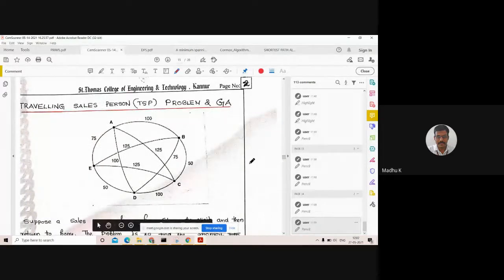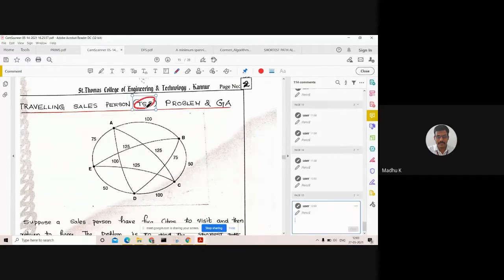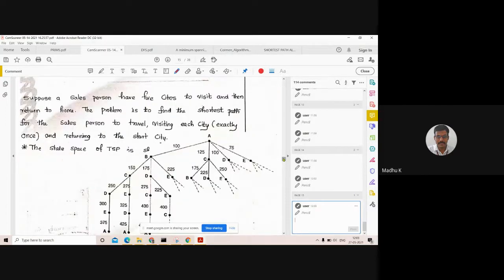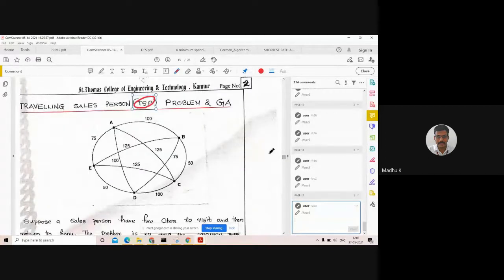Next we are moving to the different types of problems where we can apply the genetic algorithm. One is TSP, the traveling salesperson problem. TSP is basically a hard problem, and we can apply a genetic algorithm for solving TSP. In that case, we don't want to discuss full solutions, just the basic concepts.